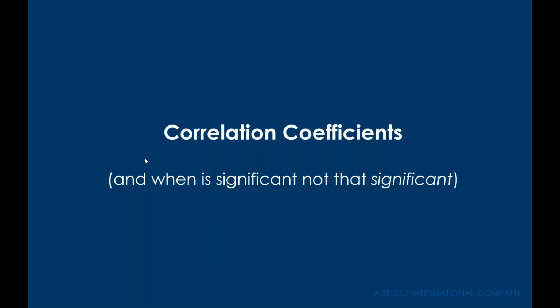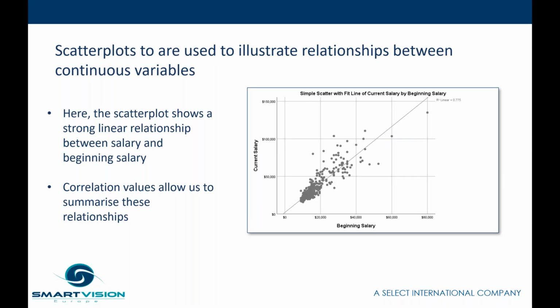Okay, let's jump to a slightly different situation. Let's look at correlations and coefficients. And when is a significant result not that significant? Okay, so here's a scatter plot, and the scatter plot is really simple.